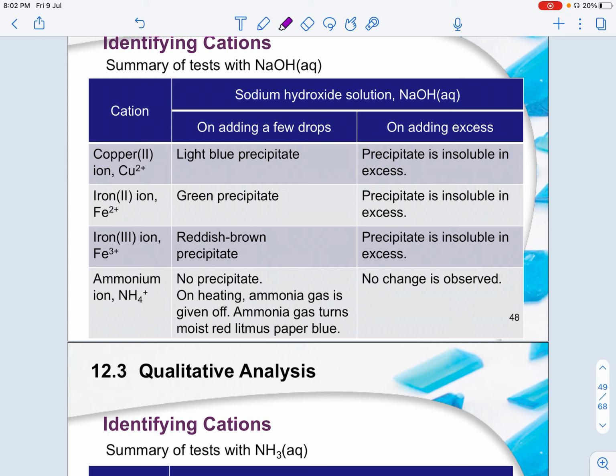Other colorations to consider are copper 2 plus, which is light blue, iron 2, a green precipitate, and iron 3, which is reddish brown. So there's a distinct difference. And of course, ammonium, you will not have any precipitate. However, you will produce ammonia gas.